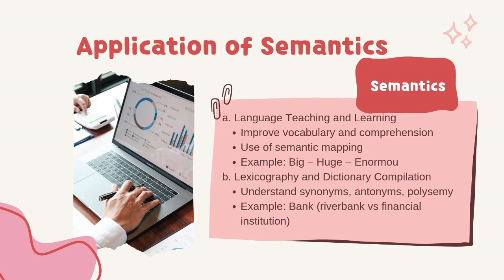The second, there are lexicography and dictionary compilation. So in lexicography, or the process of making dictionaries, semantics helps define words and explain their synonyms, antonyms, and polysemy. For example, the word bank can refer to a river bank or a financial institution. These meanings are unrelated and must be clearly separated in dictionaries to avoid confusion.